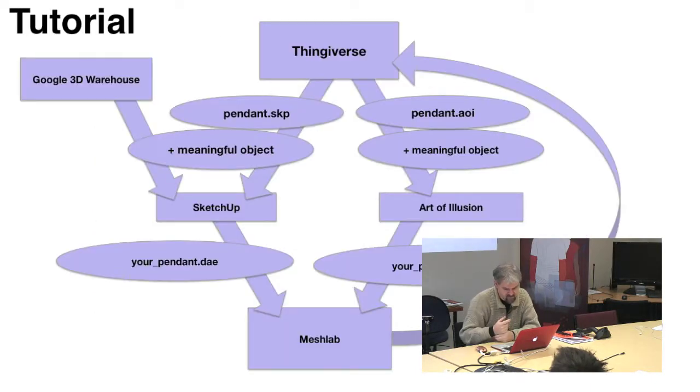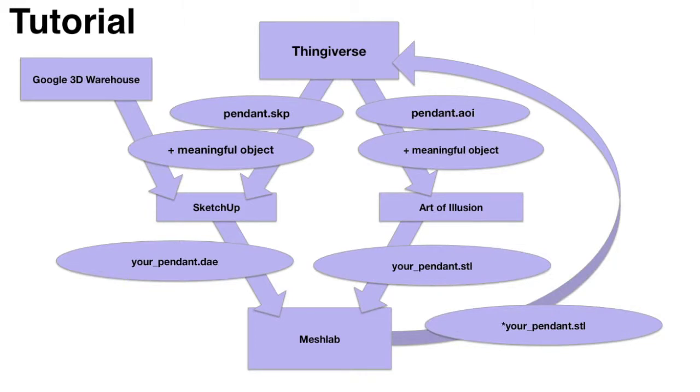And again, this is the kind of process you go through. Here's one type of workflow. The outcome is to build some sort of STL file. What you could do is go to Thingiverse, download a file from Thingiverse or from the Google Warehouse, and bring it into SketchUp. You could modify it a little bit, add some features, change the size, and then take it to MeshLab, which will create the STL file, which you can then print. If you want to, you can upload it again to Thingiverse.